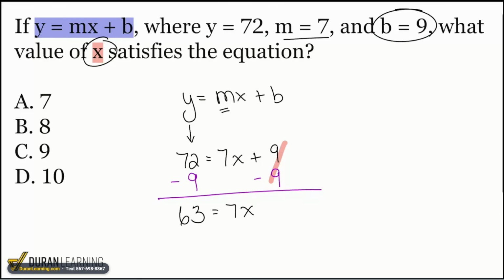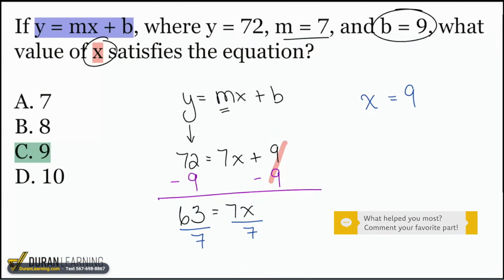And now that we're at this step, remember, we're still in the right mindset. We're working backwards. And so what we'll do now is divide both sides by 7. And there we go. The correct answer here will be x equals 9. 63 divided by 7 gives us 9, which is answer choice C. Remember, everybody, we need to plug the right values into the right places first. Then we go about our business, whether it's operating forward or backwards, but we're solving the equation after we plug things in.